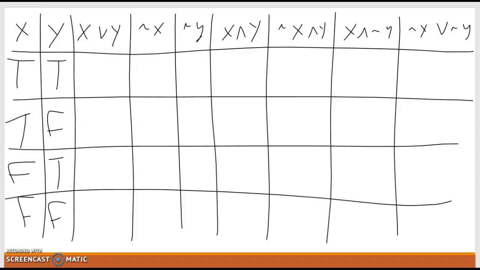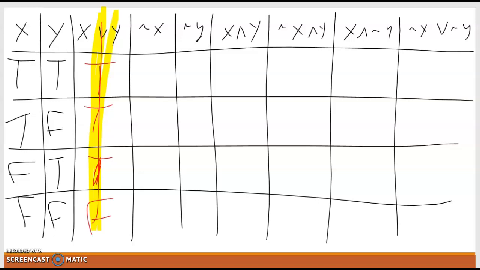Now, our given statement is X or Y. So recall, if it's an or statement, one of those values has to be true, but only one of them. So true, true results in true. True, false, we have a true. False, true, we have a true. And then false, false, there is no true value, so we have false. So we're looking for something to match this, right? We want something that matches true, true, true, false. And that is our goal.